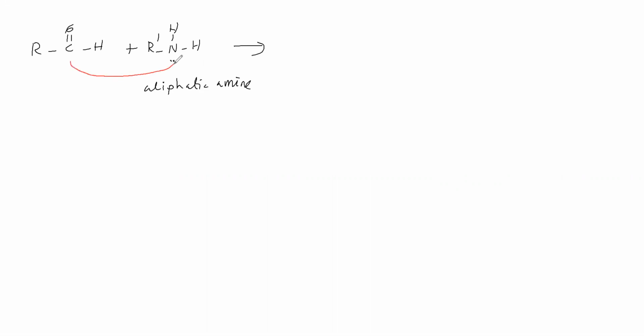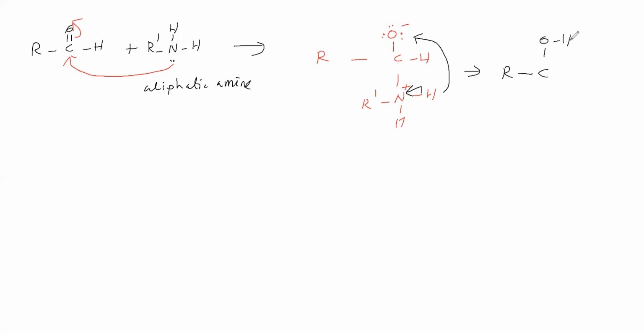Now this lone pair is attacking this carbon, and this pi bond is migrating to oxygen. So what product are we getting? Here O minus, this oxygen is having 3 lone pairs. Here N, R dash, H, H, and nitrogen is having a positive charge. This bond pair is shifting, and this H plus is going to oxygen. So we will get RCH(OH), oxygen having 2 lone pairs, then NHR, and nitrogen is having 1 lone pair.